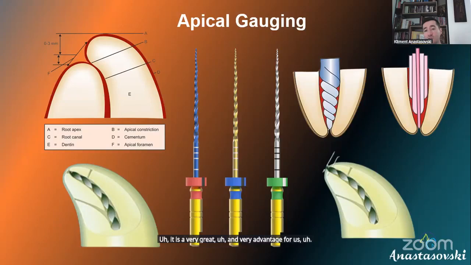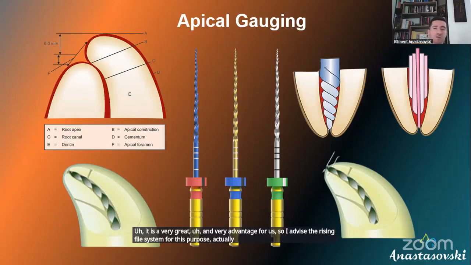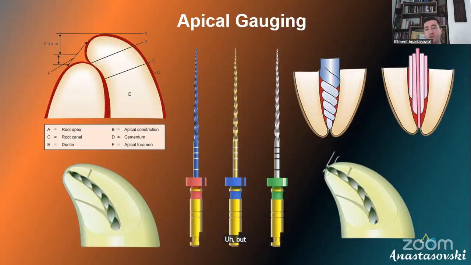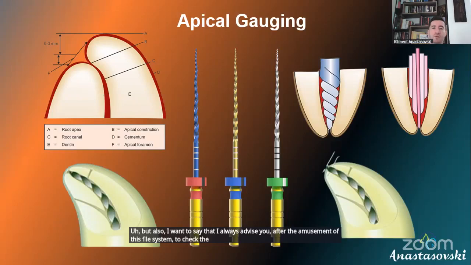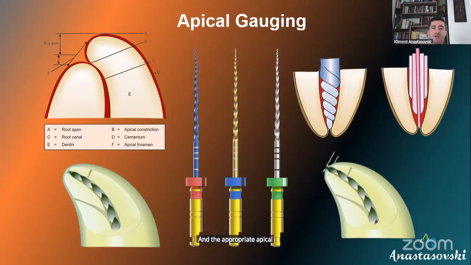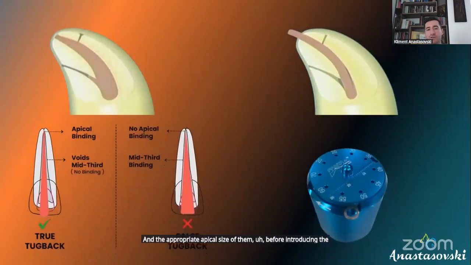It is a very great advantage for us. So I advise the Rising file system for this purpose, and for all the other purposes in the shaping procedure. But I also always advise you, after using this file system, to check the apical part with the hand files, and the appropriate apical size of them, before introducing the gutta-percha cone and starting the obturation phase.